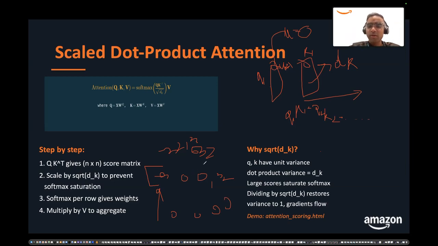That is why we divide by root d_k. To decrease the variance and the extremes we are going to get in our QK transpose values, we want to normalize it. And the more the dimension is, the more the variance is. So that is why we divide by root d_k.